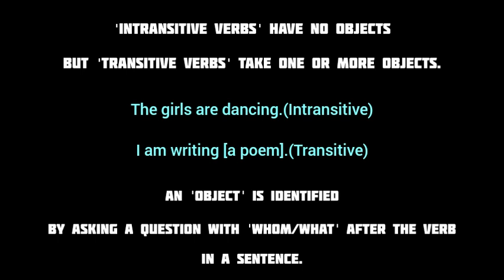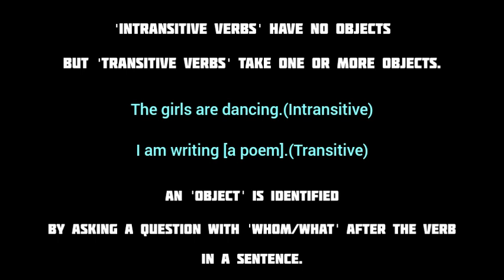In the sentence, the girls are dancing. Are dancing is an intransitive verb, so it has no object. But as you know, transitive verbs take one or more objects. For example, in the sentence, I am writing a poem, the noun a poem is the object of the transitive verb I am writing.